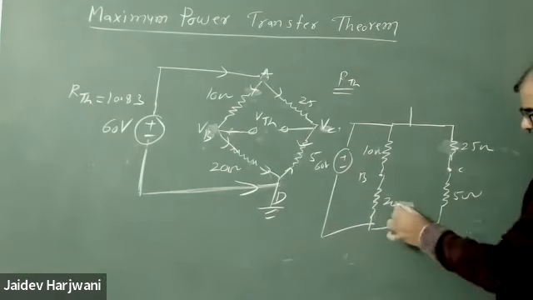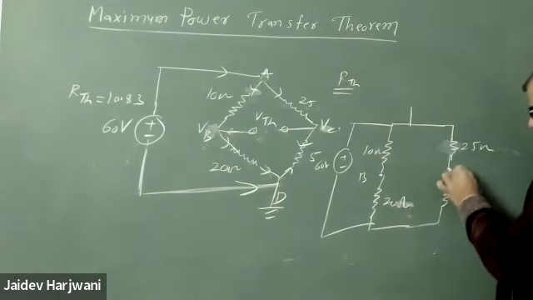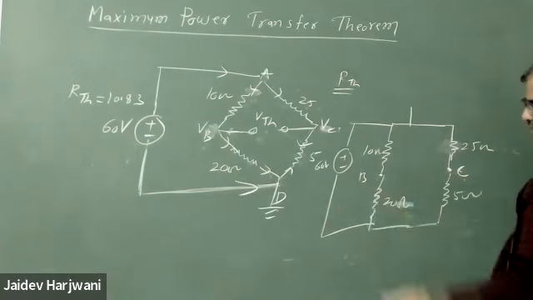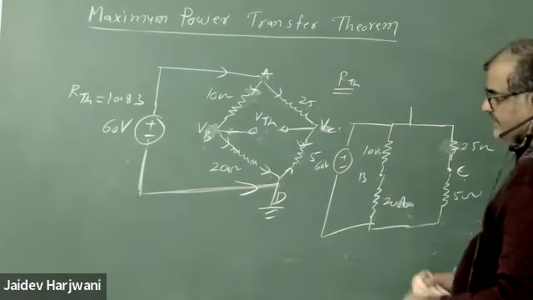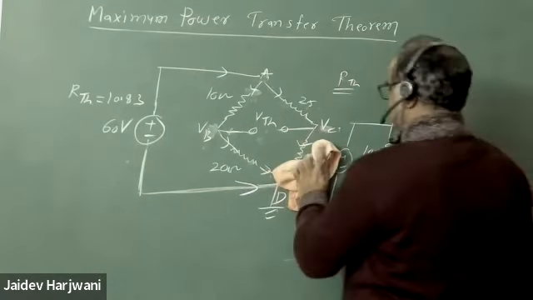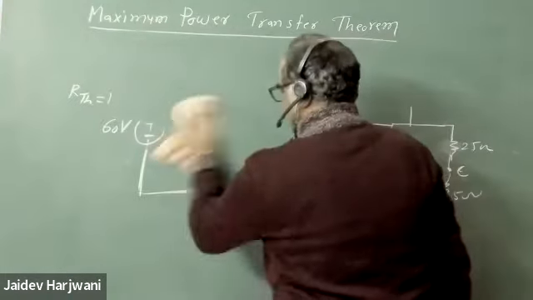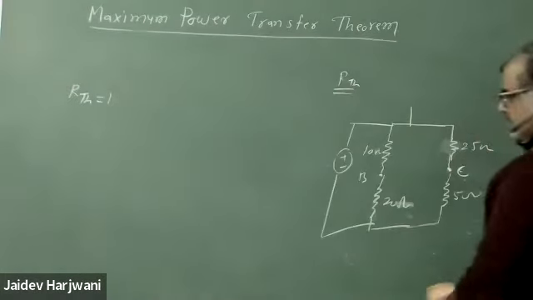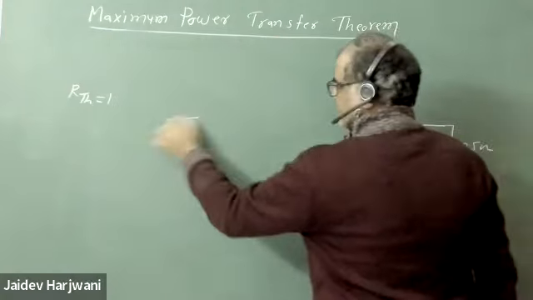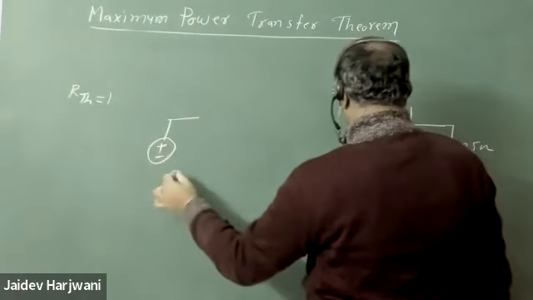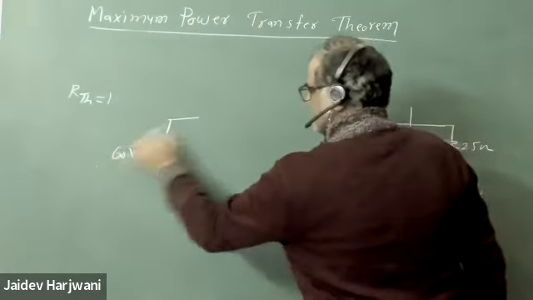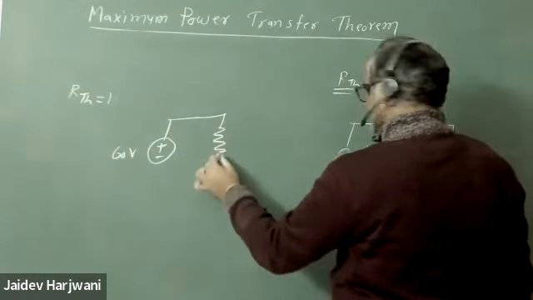Are you getting what I'm doing? Okay, so I can find now VB and VC. So how can you find VB and VC? I am removing this one now, and I am putting now, let me draw it properly. This is my 60 volt, and this is 10 ohm.